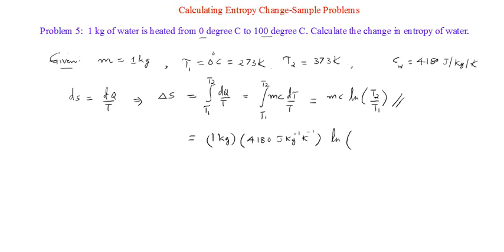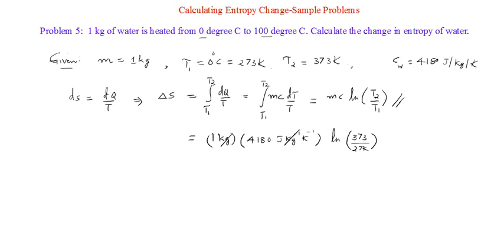So what is T2? T2 is 373. So it will be 373 divided by 273. Kelvin will get cancelled when you take the ratio, that's all. So that will be the thing. Here it is kilogram, and here it is kilogram per Kelvin, sorry, kilogram inverse. So they will get cancelled.